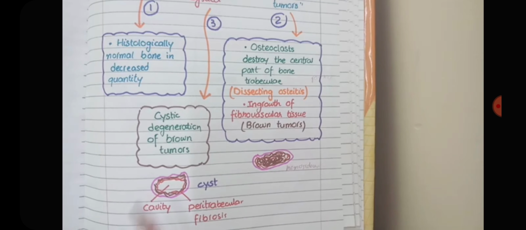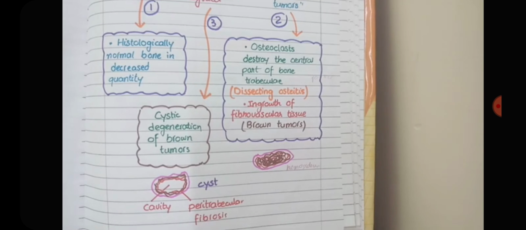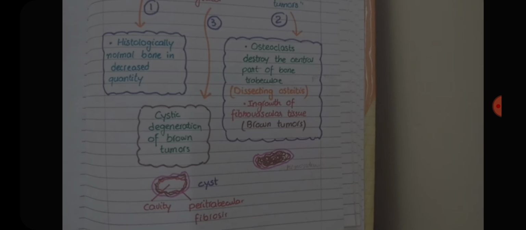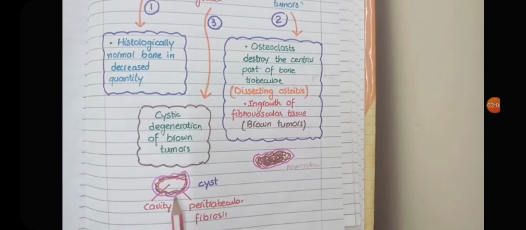Now the next lesion is osteitis fibrosa cystica. With the gradual course of time, these brown tumors undergo degeneration of the central part, which leads to a cavity in the brown tumor surrounded by fibrous tissue. These cyst-like cavities surrounded by peritrabecular fibrosis are known as osteitis fibrosa cystica. So osteitis fibrosa cystica is caused by cystic degeneration of brown tumors.